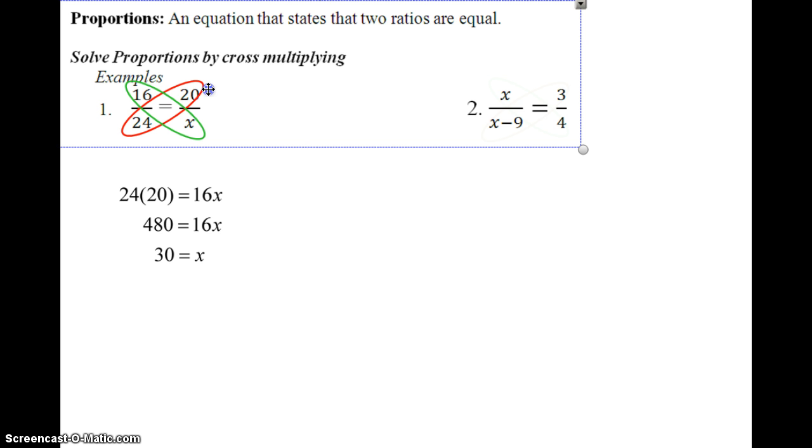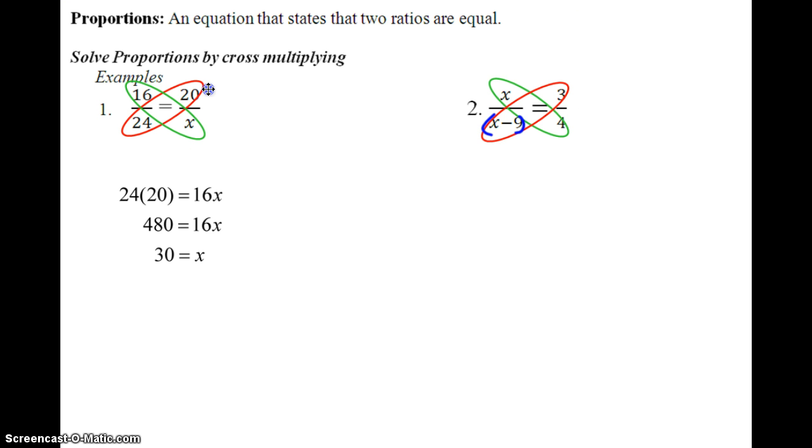All right, again, we need to cross multiply. But what we need to remember is that we have a binomial here, and that should stay in parentheses so that we can distribute that 3. So 3 times the quantity x minus 9 is equal to 4x. Distributing the 3 gives us 3x minus 27. So x must equal negative 27.